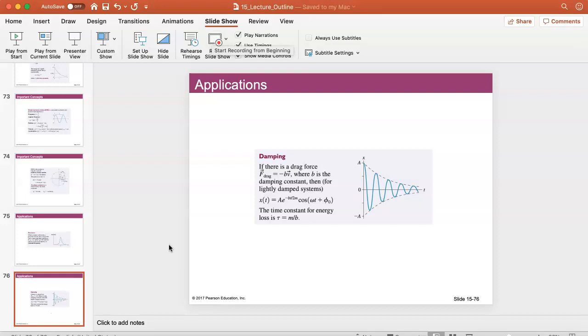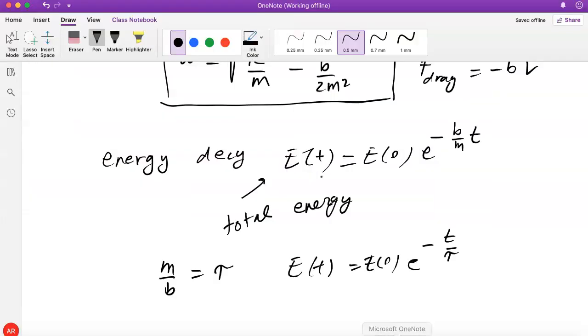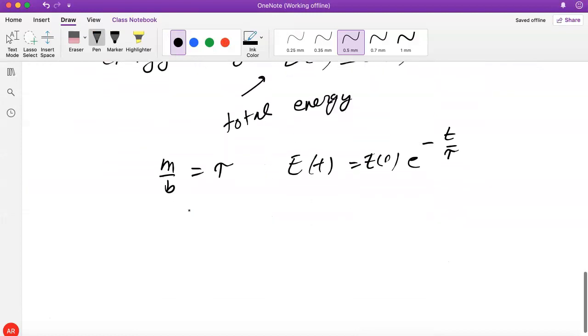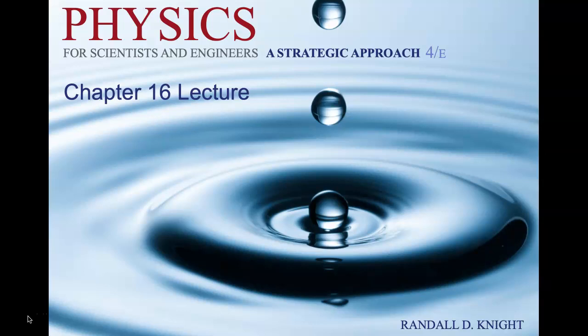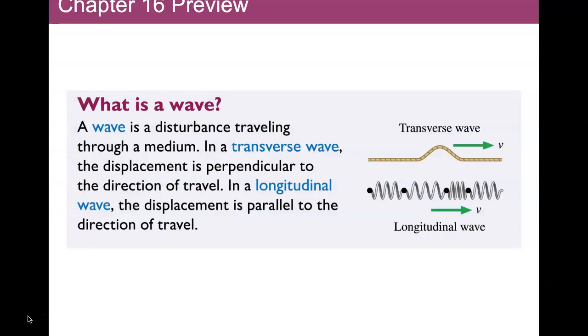From experience, you may be familiar with dropping some water droplets into a body of water. Every time you drop something into the water, you generate a circular wavefront that moves away from it. So let's start with an overview of the content of chapter 16 on traveling waves.